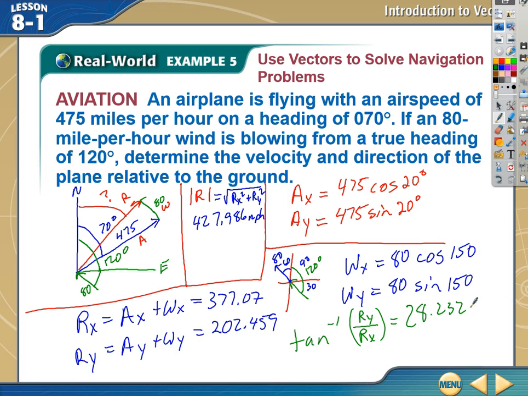No. Why? Because that 28.28 degrees is right here. That's from the x-axis to the vector. That's not what I want. What do I want? I want the direction relative to the ground. That's this angle up here. So I subtract 90 degrees from that.